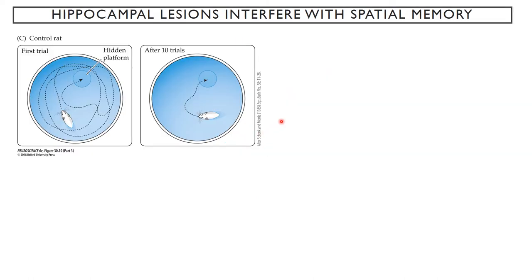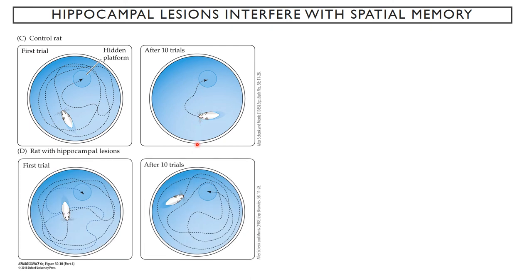So why don't we talk a little bit about the effects of hippocampal lesions on spatial memory? I've already shown you this before, but let's walk through it briefly. On the very first trial, when you throw a rat into a Morris water maze, he's just going to swim around a whole bunch until he finally finds the hidden platform, essentially by accident. But over time, this rat is going to learn where the hidden platform is, and he will swim directly to it, regardless of where you put him into the bath. He'll know that the hidden platform is located over here.